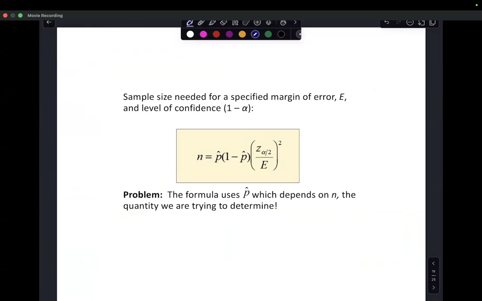The problem is it requires p hat. With p hat, we have to know what the sample size is. P hat requires us to have a sample size in order to calculate it. So people that are smarter than me had to figure out, what are we going to do in order to figure out a sample size if we don't have a p hat? There's two different things that we can do.